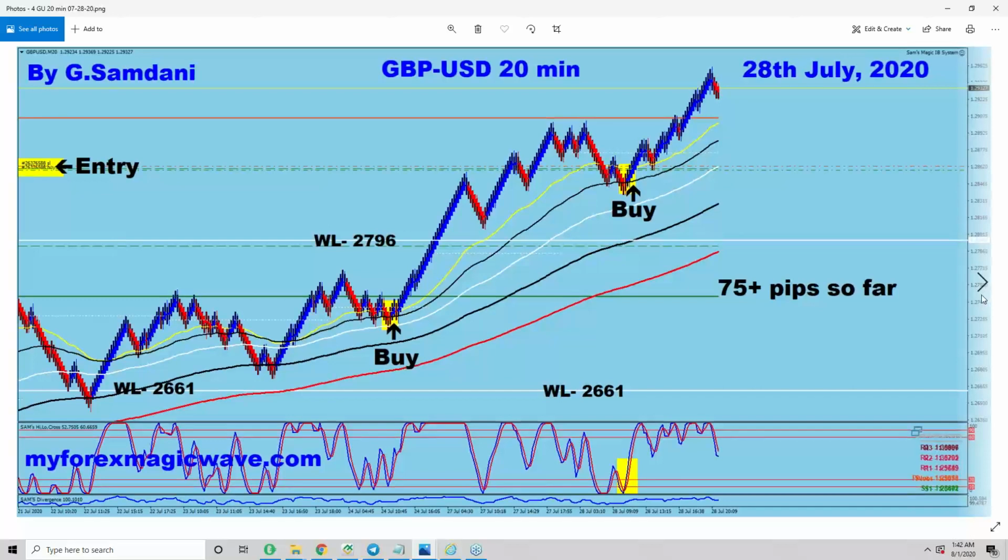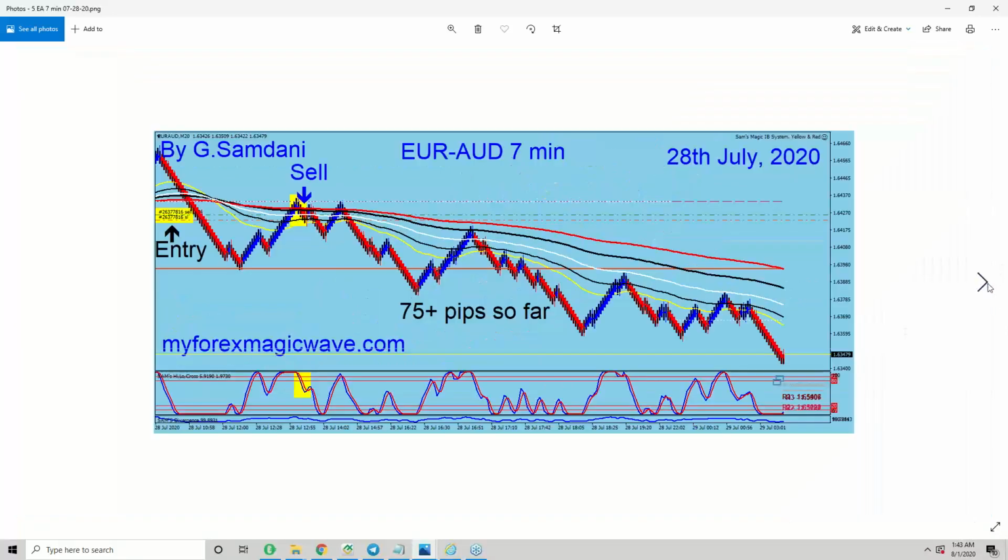On the 28th again, pound USD, because pound was moving, getting strong, and the USD was also getting weaker. It started to get weaker. So 75 pip on this one, and I had this one as well, but this one was last week on Friday. Big trade. So this one on the 28th, and then the next one is Euro Aussie.